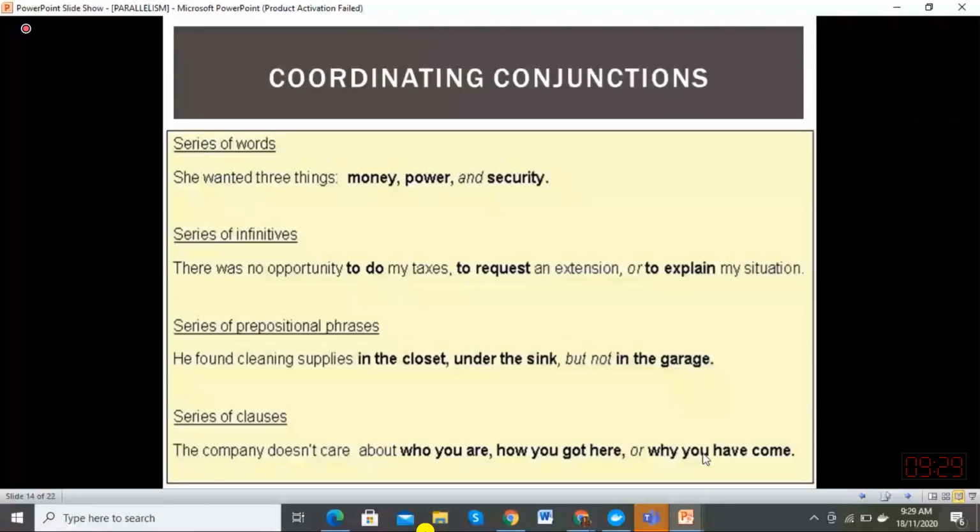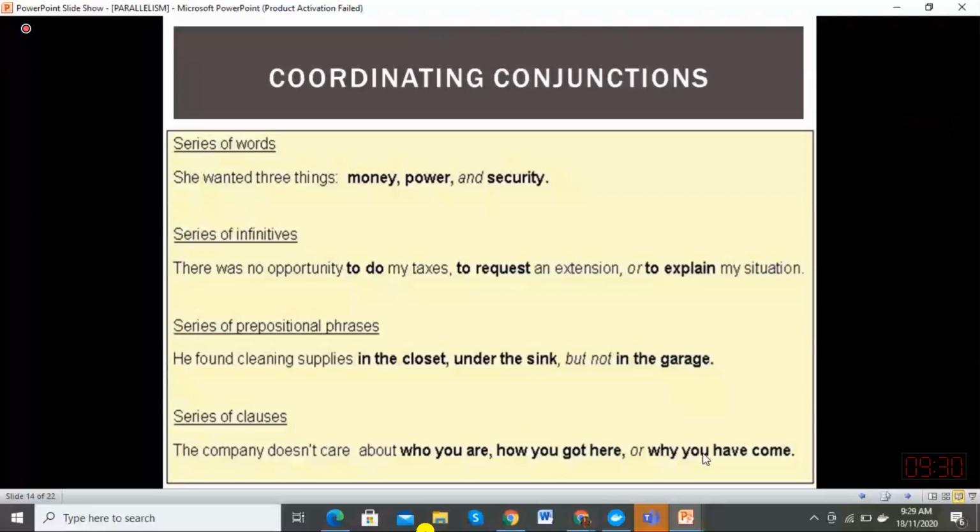The function of the coordinating conjunction here is to connect the series of words, as you also see in the usage of commas. Next, series of infinitives: there was no opportunity to do my taxes, to request an extension, or to explain my situation. So here, for a series of infinitives, I have told you about infinitives: the verb that comes after "to" or elsewhere in the sentence is called an infinitive or non-finite verb.